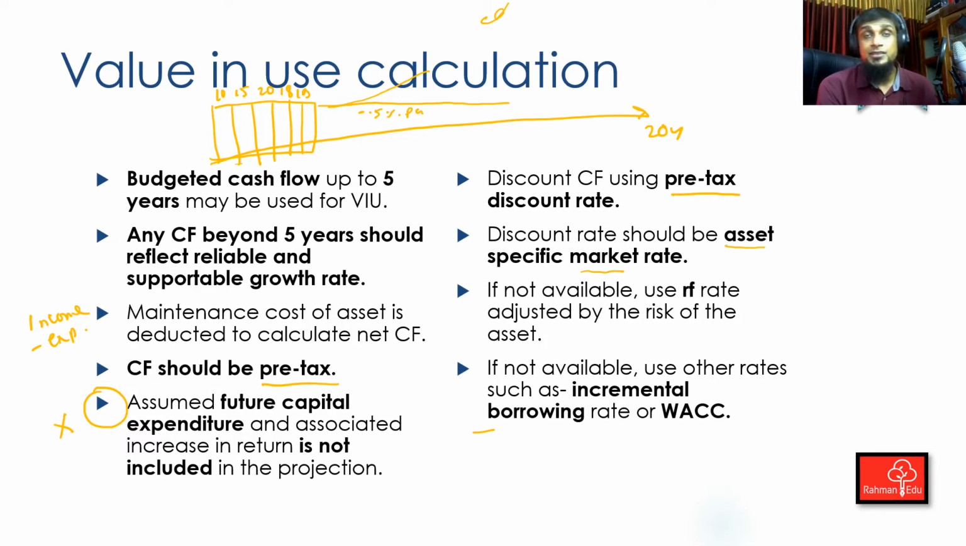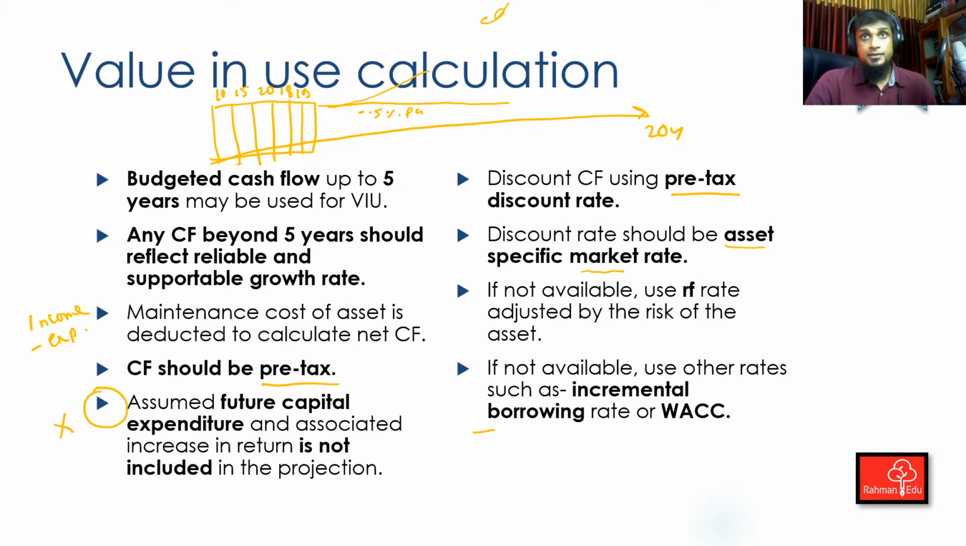And if you can't do that, then use other rates. But you need to have genuine excuses, like I don't have a market rate, so I'm using this kind of rate. What kind of other rate? WACC, or the incremental borrowing rate. Do not take a borrowing rate like for a loan that you took 20 years back. Those are obsolete. Incremental means if you take a loan today, what will be the interest rate of that loan? Take that and discount your cash flow using it.